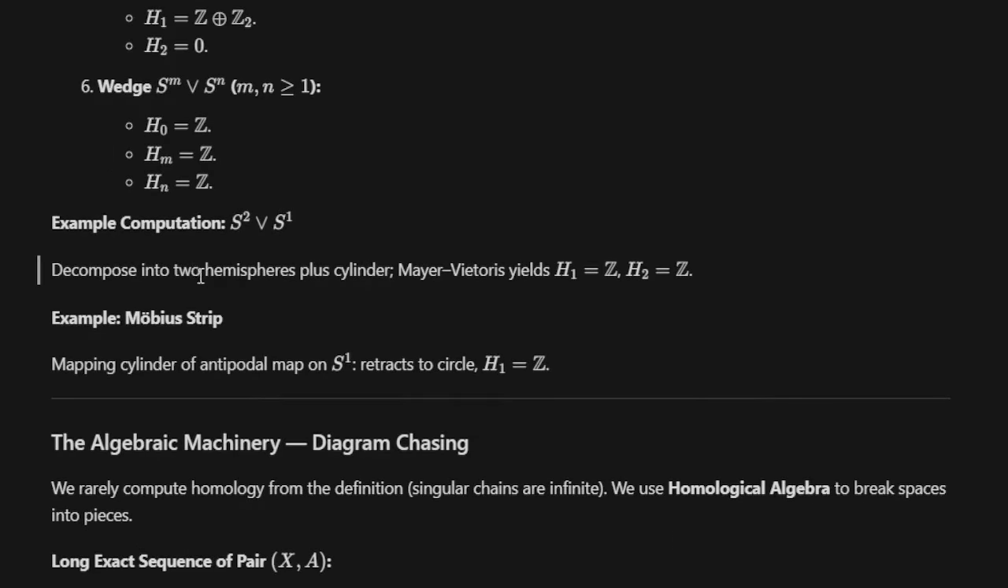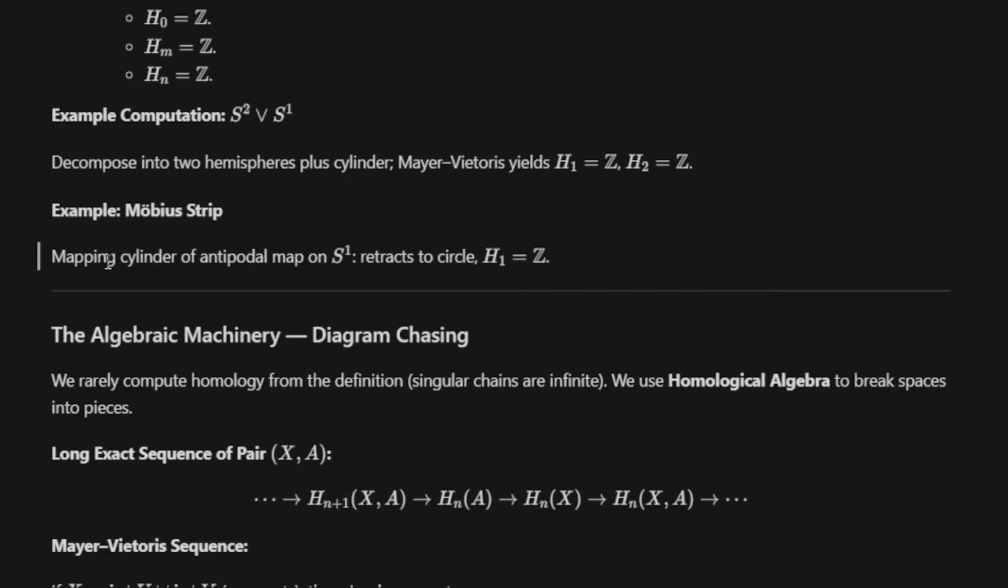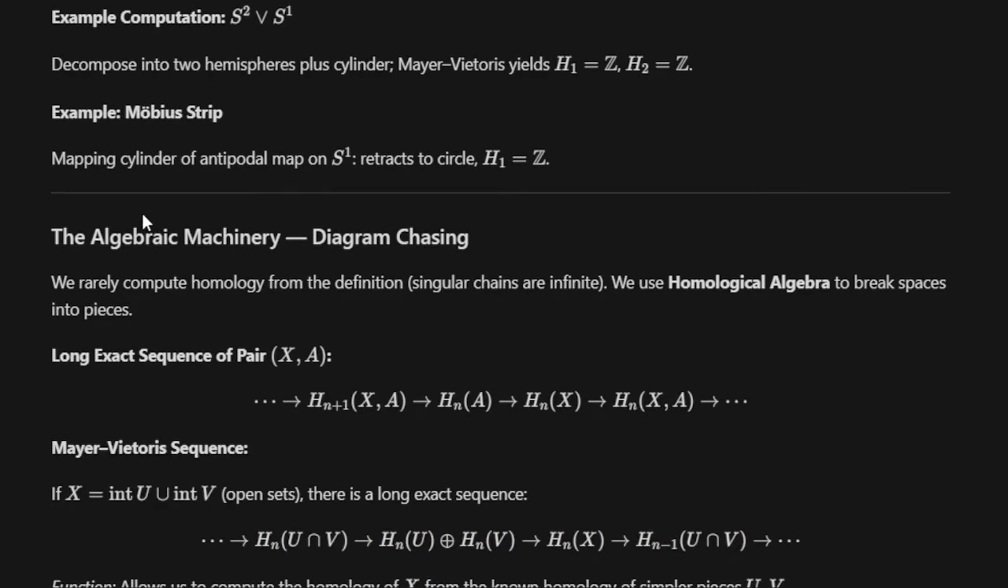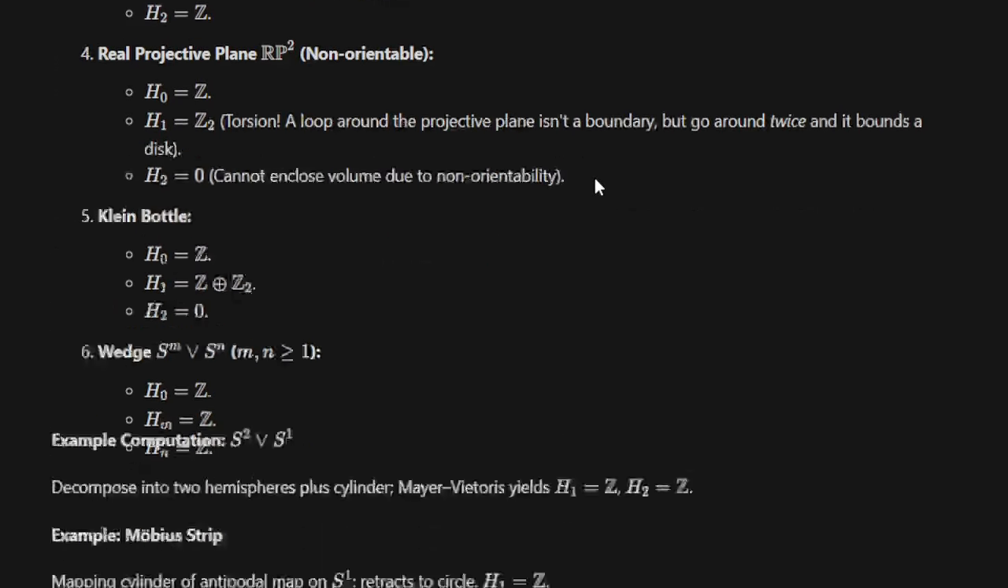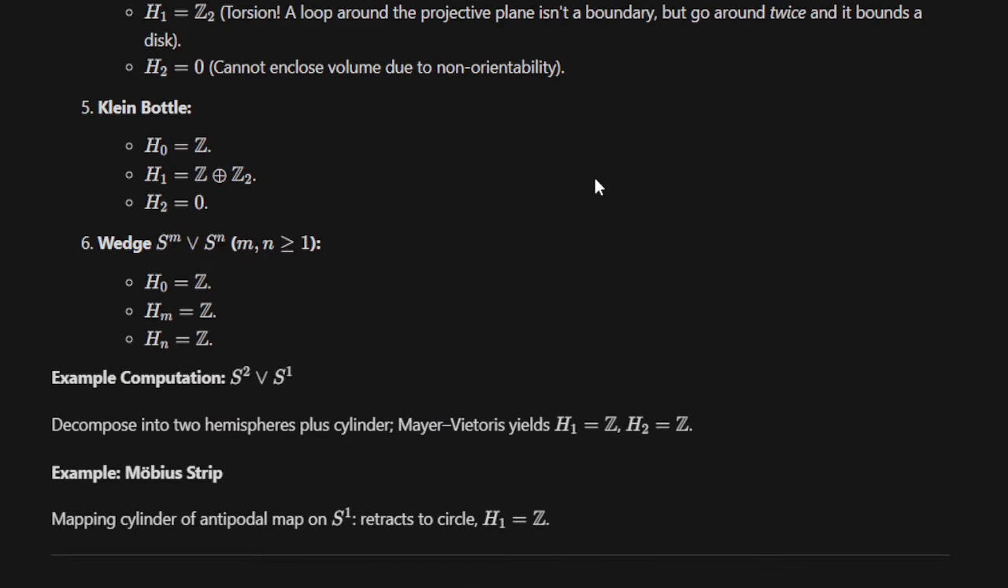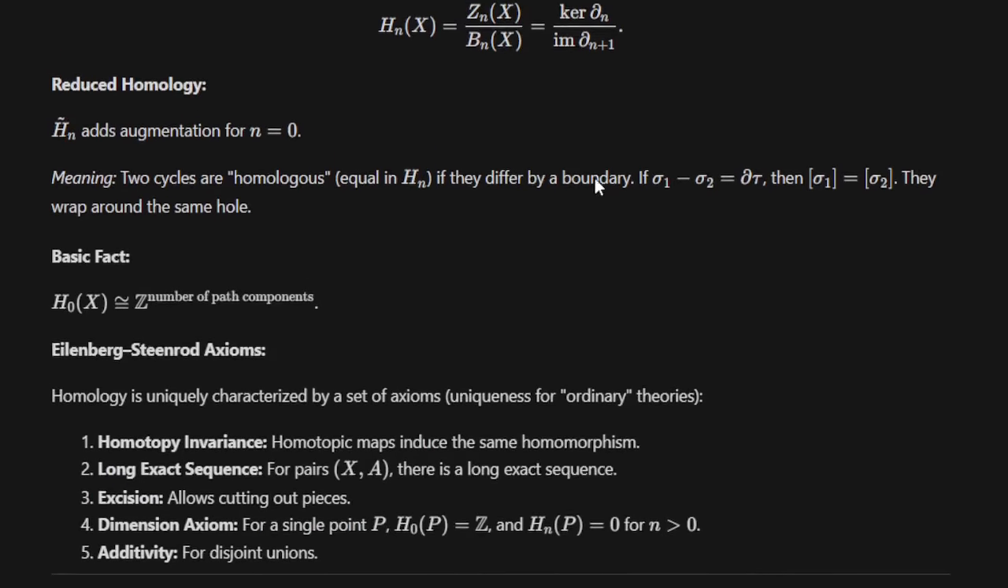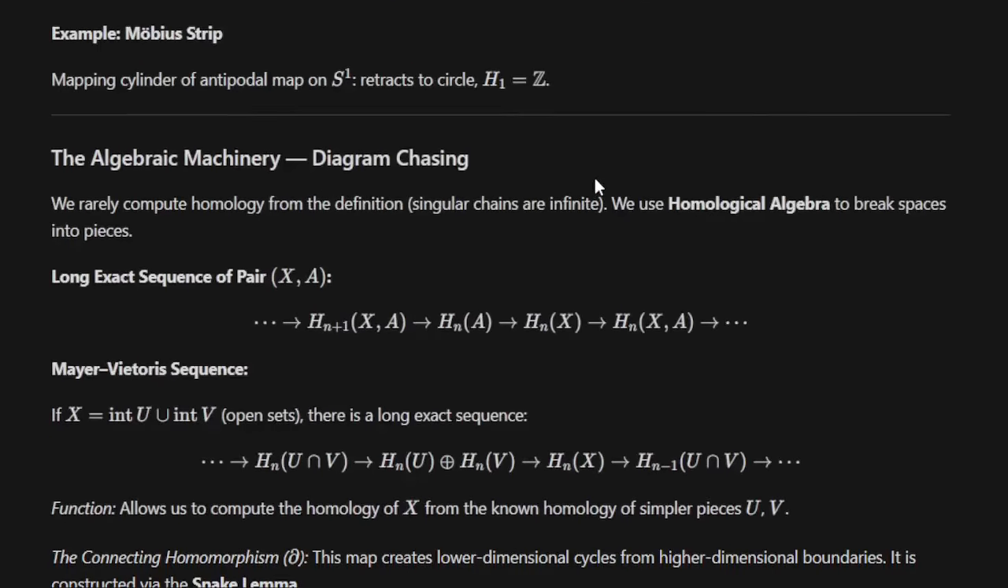So if you decompose into 2 hemispheres plus a cylinder, again, the Mayer-Vietoris sequence will yield that the homology groups are both equal to the integers. We can also look at the Mobius strip, which we can map a cylinder of an antipodal map on the circle. It retracts to a circle, and the homology group is equal to the integers as well. All right, so we get a lot of interesting information, and we get the torsion out of singular homology that the de Rham cohomology couldn't give us.